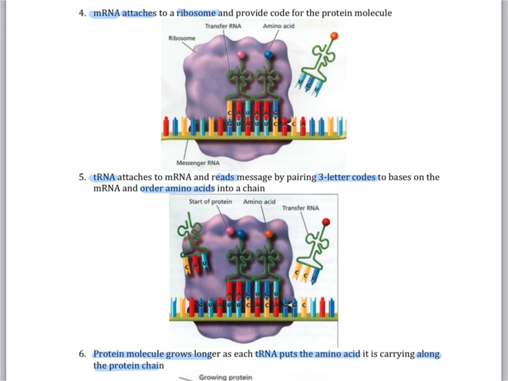The next step is that the mRNA actually needs to attach to a ribosome, which is in the cytoplasm, because it is what provides the code for the protein molecule to be formed. So here's a picture of the ribosome. The purple thing is the ribosome, and here is the messenger RNA. What you can see is that groups of 3 nitrogen bases are read like a ticker tape. And you can see here that there are these little green figures. Those are representing the transfer RNA.